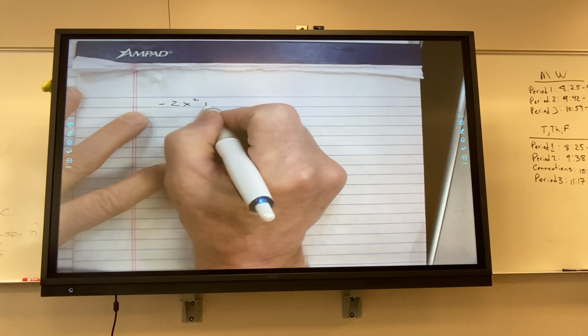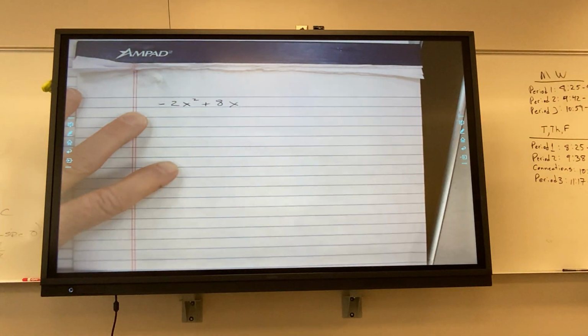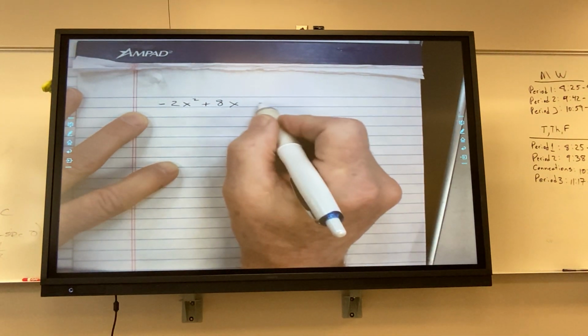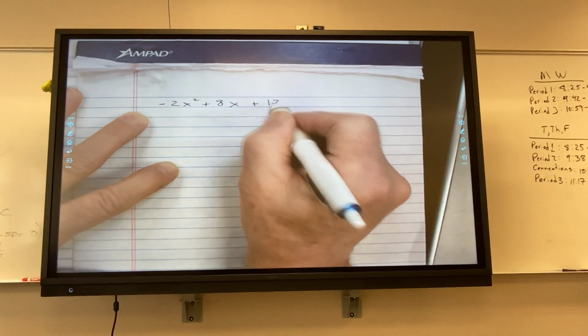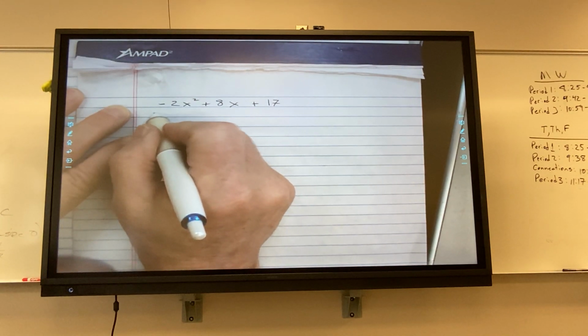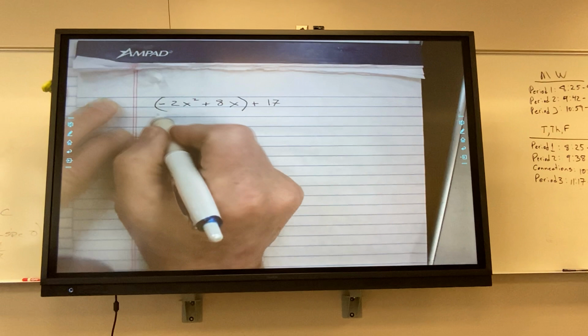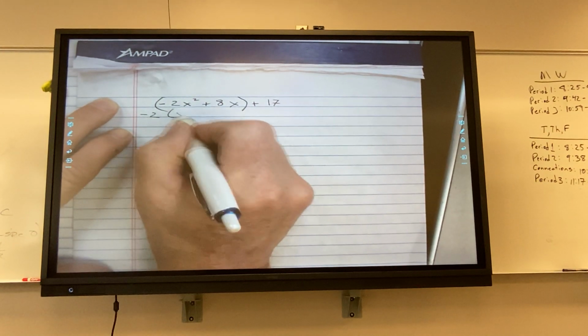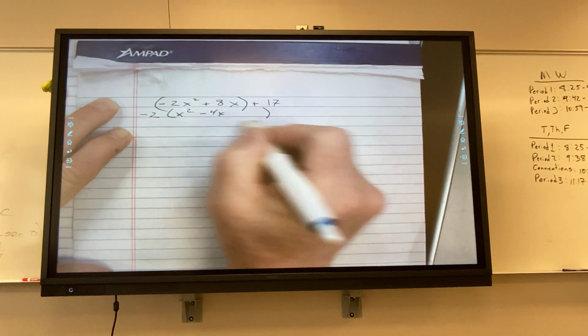Plus 8x, plus, I'm gonna make up a number, 17, okay? So what I can do is put parentheses around those two, correct? Okay, and then factor out a negative 2, and I get x squared minus 4x, plus, I'm going to complete the square there.